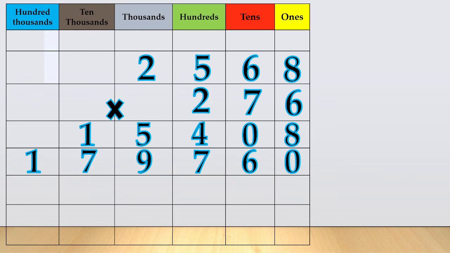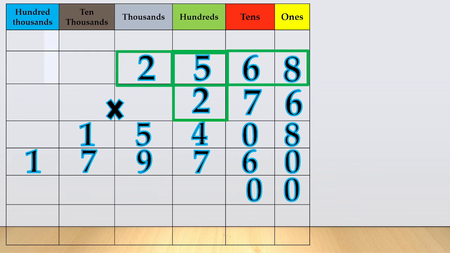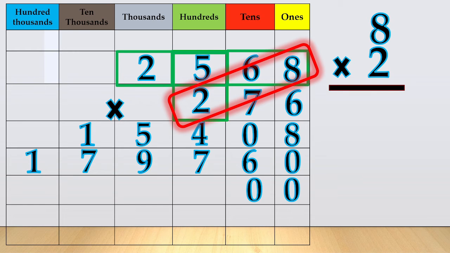Next, multiply 2,568 by 2 hundreds. We are going to write 2 zeros here. Now, multiply 8 times 2. 8 times 2 is equal to 16. So, we need to regroup. 1 will be carried over in the tens place column above 6 and 6 under the hundreds place column.